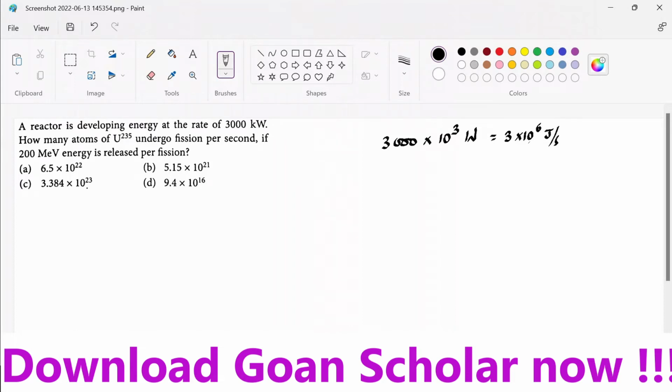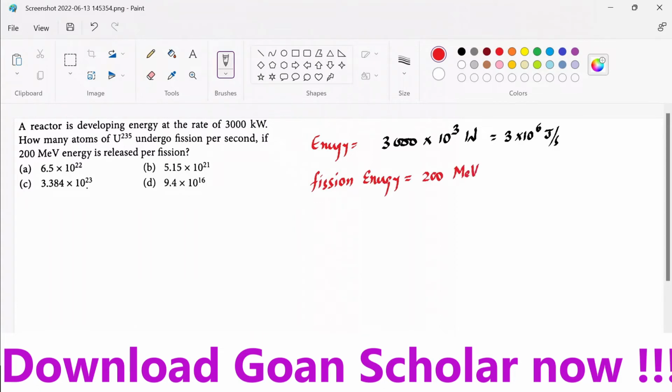Great. Okay, this is our equation 1. This is what? Rate of developing energy. Let me write here energy. Rate of developing energy is this much. Next is, what is the energy released in fission? So fission energy is the energy released in fission. That is 200 mega electron volt.